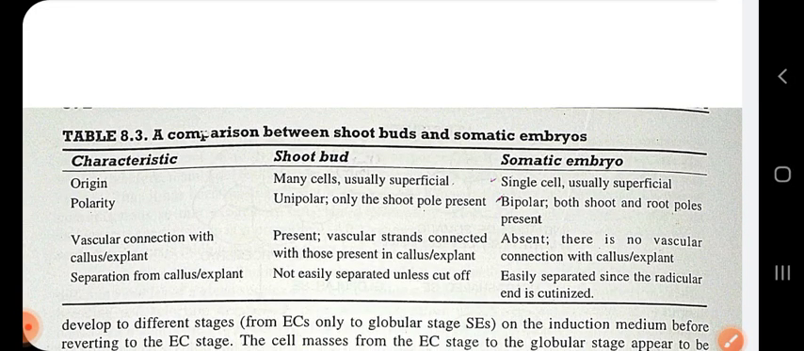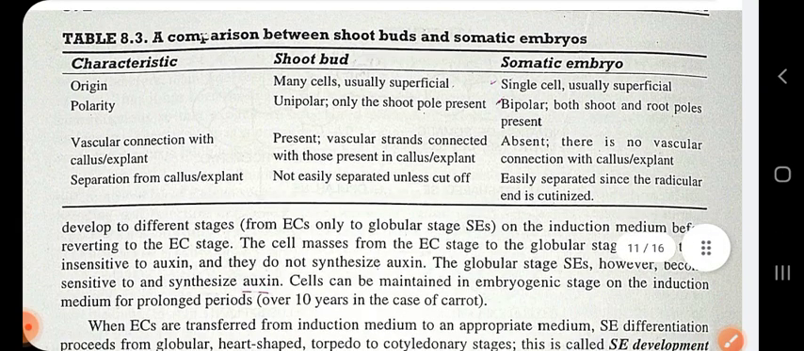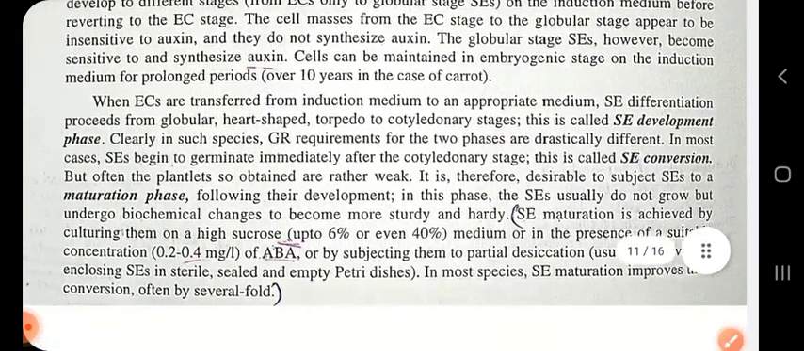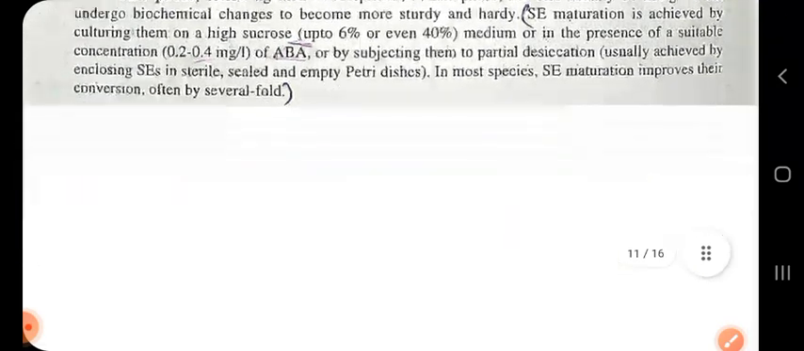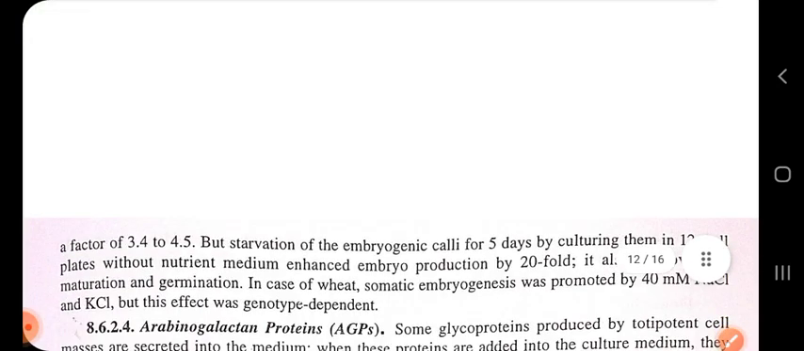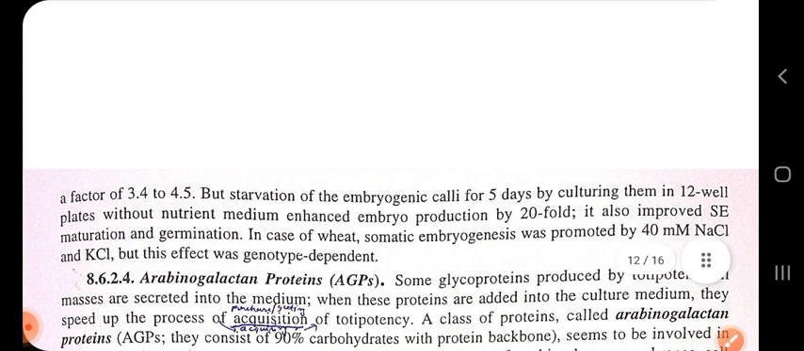Okay, so this was about the hormones. Next is exposure to stress. I think I have not... okay, I have cut off this portion. Some of the portion has been written above.